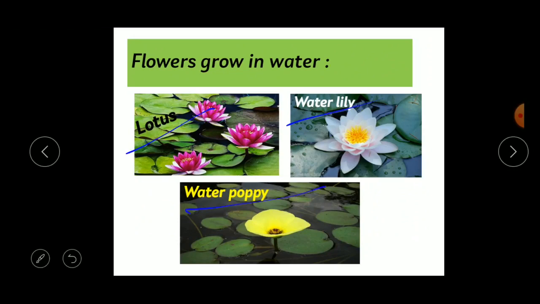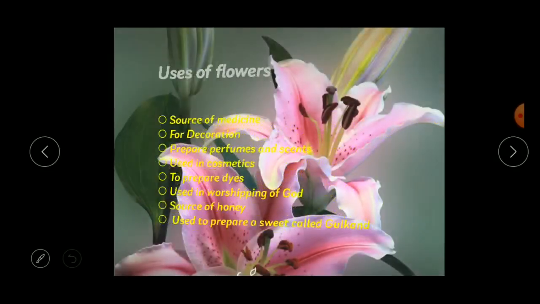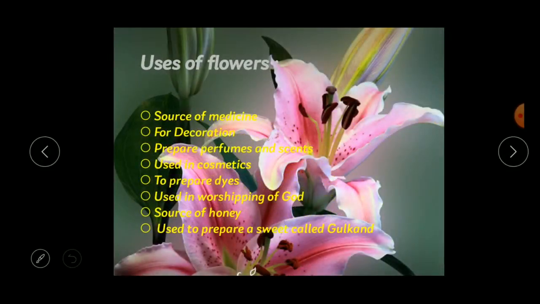These are some flowers which grow in water, right? See how beautiful the flowers are looking, right? Okay, next one is uses of flowers. So let us see what are the uses of the flowers. Source of medicine. These flowers are used to prepare some of the medicines.